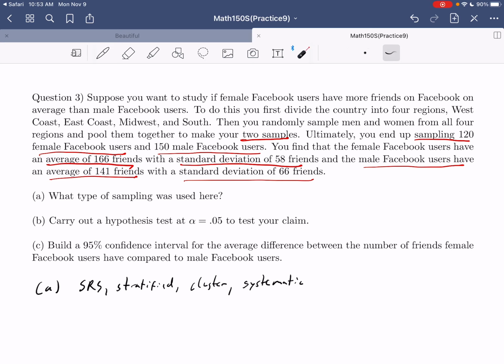Was there anything special with how we did this? Well, we did, right? First, we divided the country into 4 regions: West Coast, East Coast, Midwest, and South. And then we sampled some people from all 4 regions. So we did some initial classification. We divided the country.